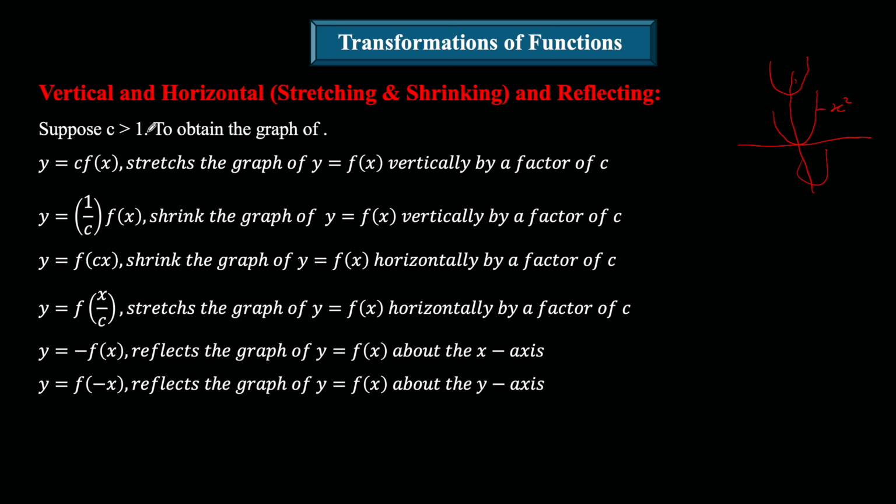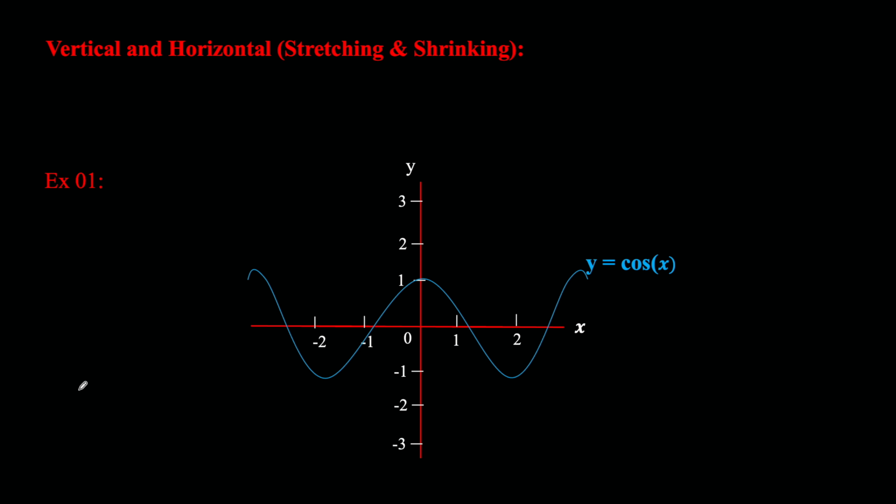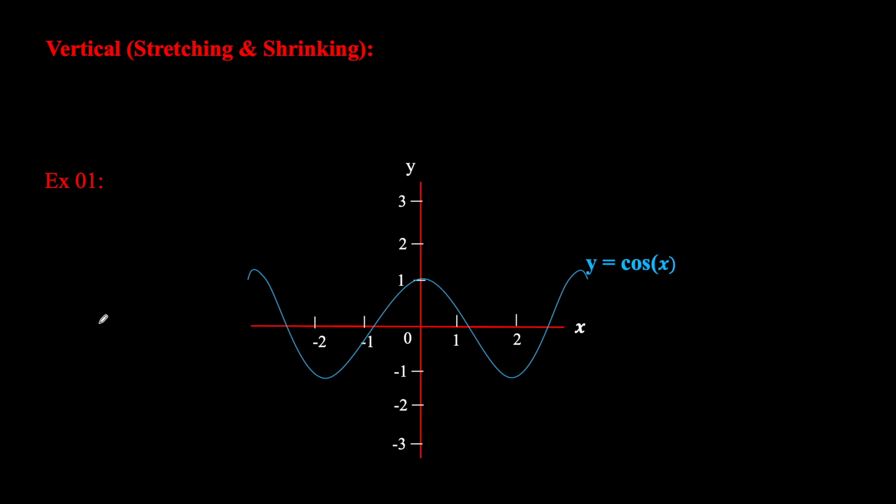Suppose that C is greater than 1 to obtain the graph of... so we have 1 property, 2 properties, 3 properties, 4, 5, 6 properties. We'll go directly through examples. Let's start with the first example, vertical stretching and shrinking.